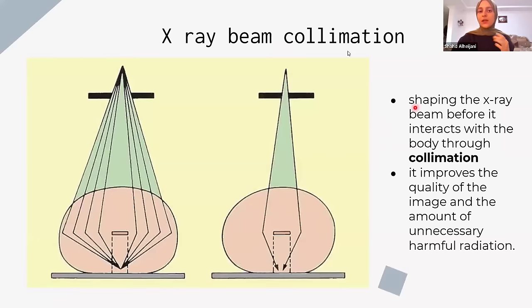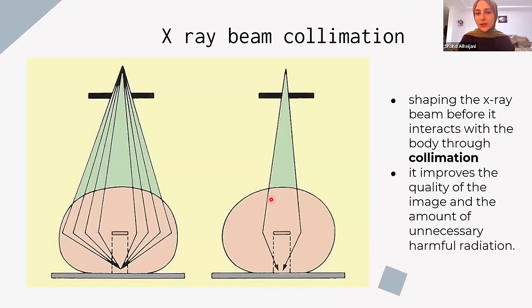Now, another concept is the collimation. We're basically shaping the X-ray before it interacts with the body. So when the X-ray is emitted from the X-ray tube and hits the body, you have a lot of scatter and some of the photoelectric effect. Now, to try to reduce the scatter and get more of the photoelectric effect, we do something called collimation, which will shape the X-rays in a way that improves the image quality. So this will decrease the scatter.